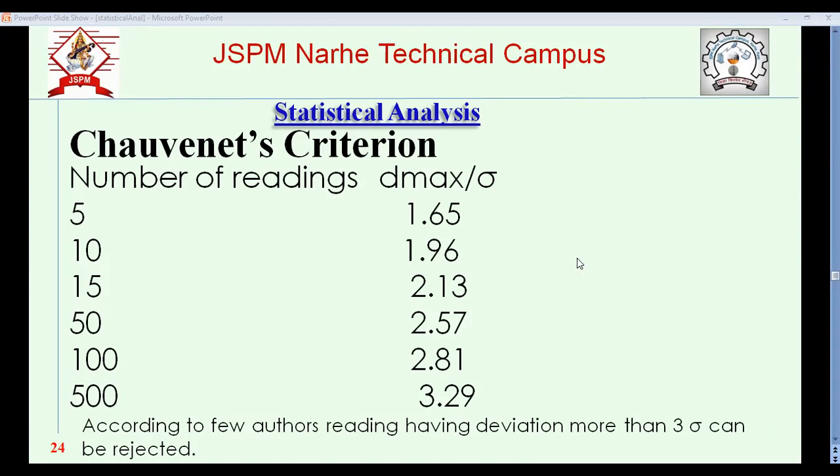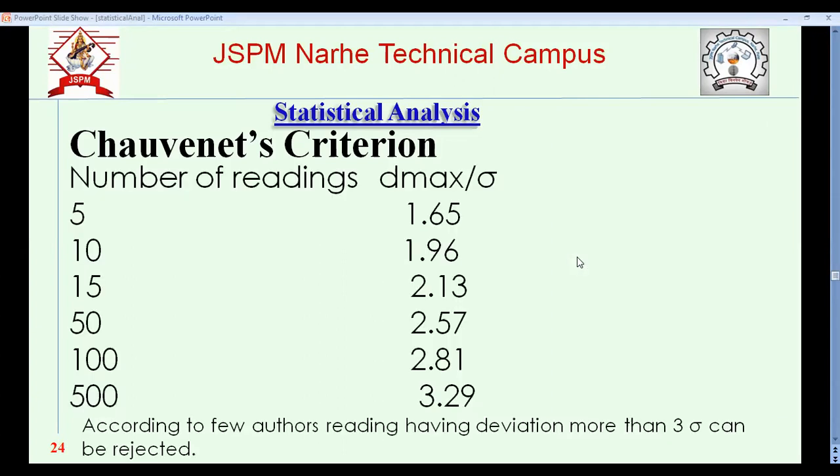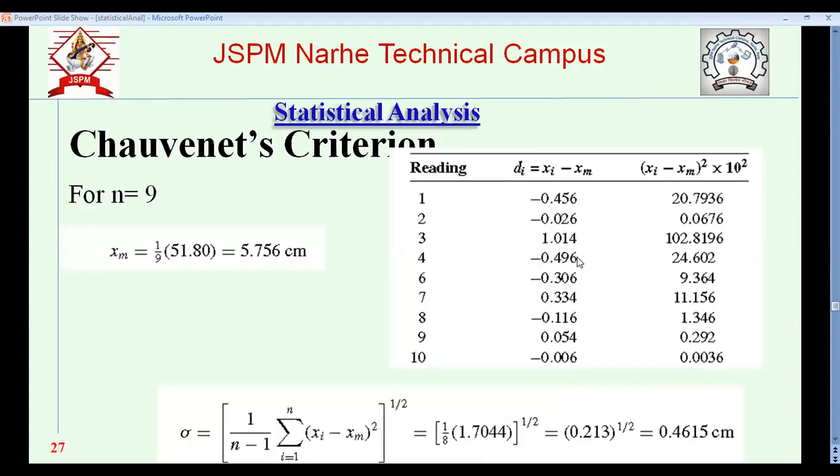We also saw one problem, and in that problem we rejected one value because it was more than d max by sigma value. Then again we calculated the value, and again we find. So we can go on repeating this. Still we reject all the doubtful readings.